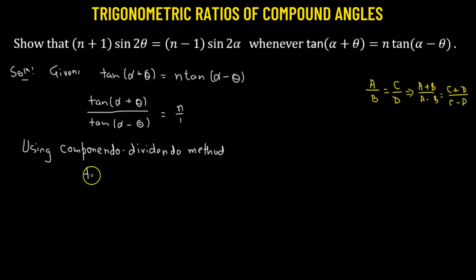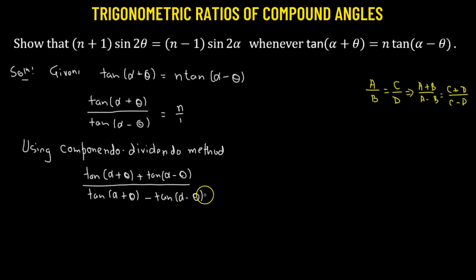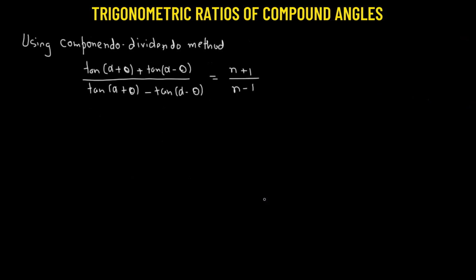If we apply this, then we have the numerator, tan(α+θ), to which we add the denominator, tan(α−θ), divided by the numerator tan(α+θ) from which we subtract the denominator tan(α−θ). Similarly, on the right hand side we get n over 1, so we get (n+1)/(n−1). Now we will proceed from this step.